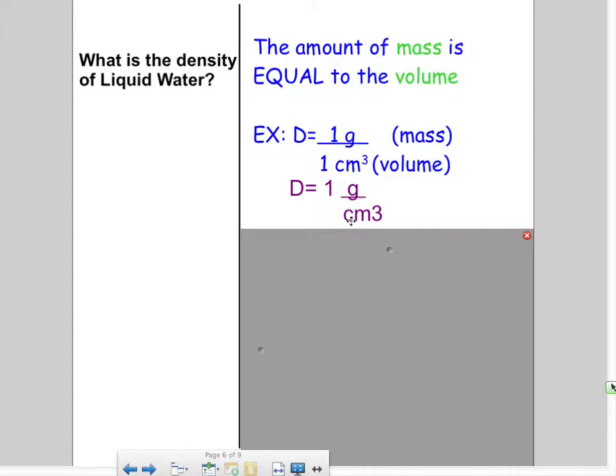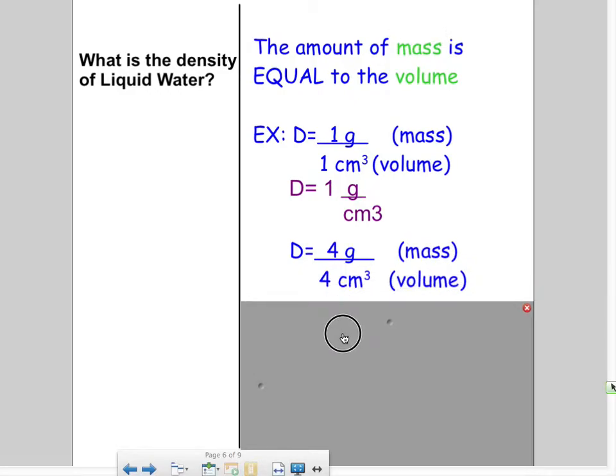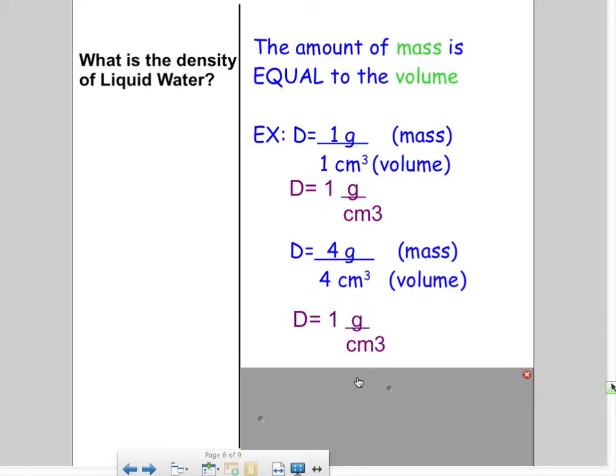That is a very important thing to remember when we're trying to figure out if something floats in water. Now, if we said, oh, but I have 4 grams of water, well, if you have 4 grams of water, you have 4 centimeters cubed of volume, which would therefore equal the same exact number, 1 gram per centimeter cubed. If you're wondering why, it's because the 4 crosses out and you are left with the number 1. So the density of water is 1 gram per centimeter cubed, or you could also say 1 gram per milliliter. It is the same exact density.